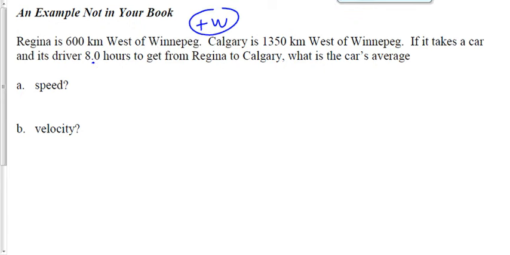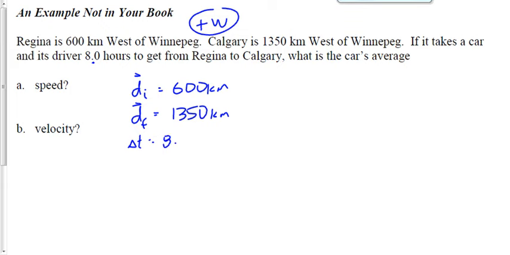Let's say Regina, that's my initial position. I'm going to call that D_i, and it's going to be positive 600 kilometers. Don't make it delta D, it's just D. Calgary, that's my final position. It's where I end up. It's 1,350 kilometers west of Winnipeg. The driver takes 8 hours to get from Regina to Calgary.